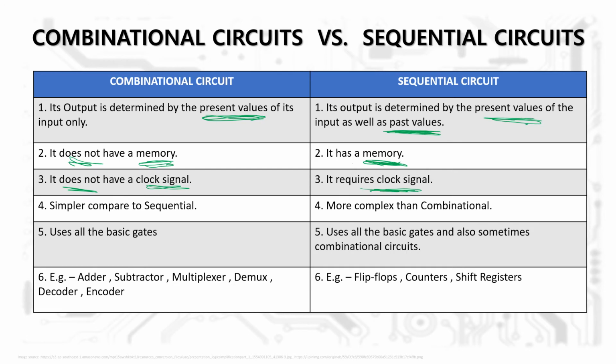Then a combinational circuit, of course, is simpler compared to the sequential. It's easy to understand, while sequential circuits are more complex than combinational circuits. It's a very simple thing. To design a combinational circuit, we use all the types of gates. We know that AND, OR, NOT, NOR, XOR, XNOR, all the gates we can use for the combinational circuit.